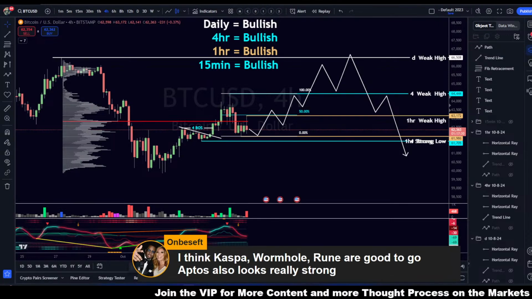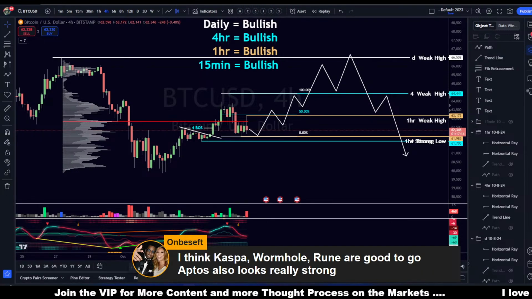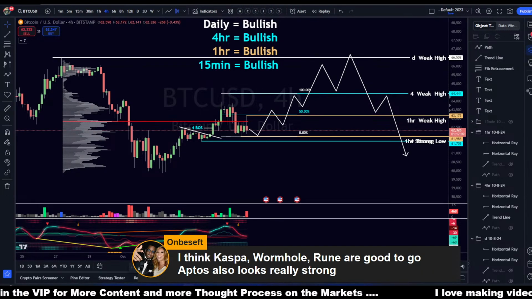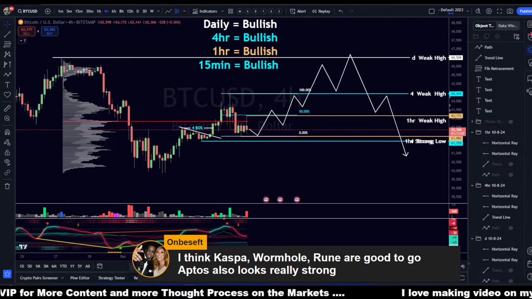Let's see here. Obi says, I think Caspa, Wormhole, Ruin are good to go. Aptos also looks really strong. Yeah, Aptos, remember yesterday when we were talking about this, and this is one that we actually entered. It looks great. It's an inverse head and shoulders on the daily time frame. I don't trade patterns, but I do see them.